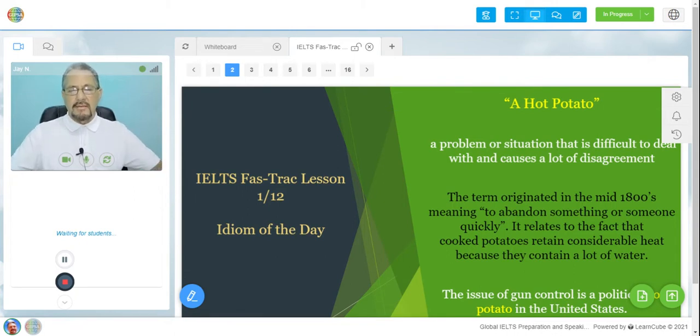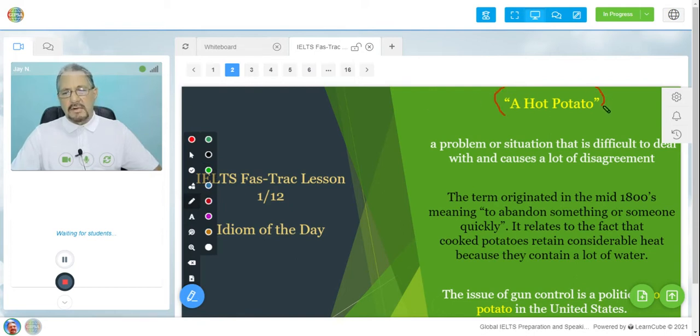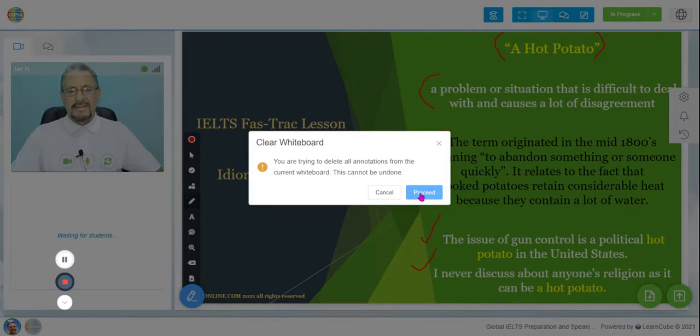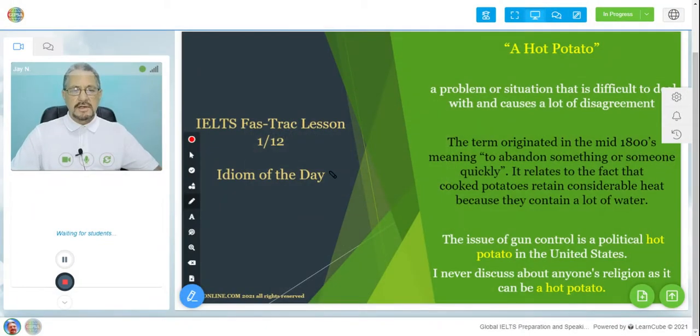We begin every class in IELTS prep, speaking prep, with an idiom of the day. For example, today is talking about a hot potato. We give the definition, the history of the idiom, and then a couple of examples. And then we use it in a real life situation. So this will add to your lexical resource in your IELTS speaking exam.